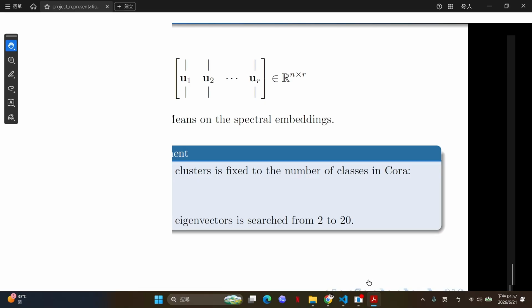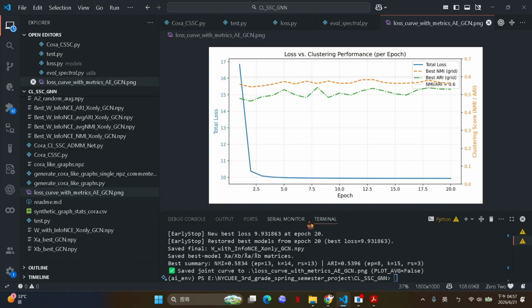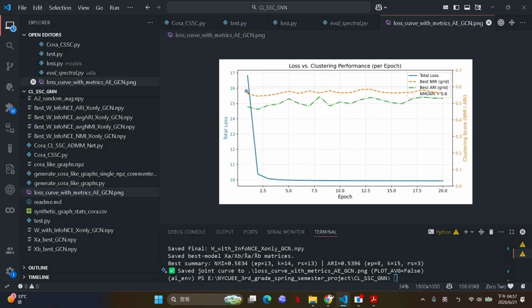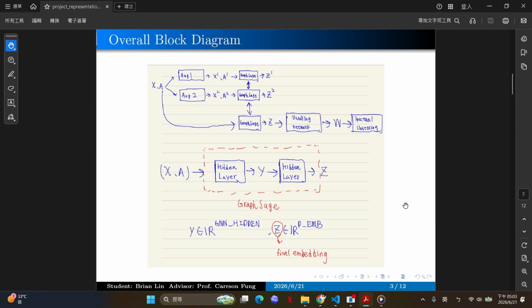Okay, so let's look at the results of our code. The loss goes all the way down to 10, and the NMI improves as our epochs increase, just like this. Let's do a final recap.